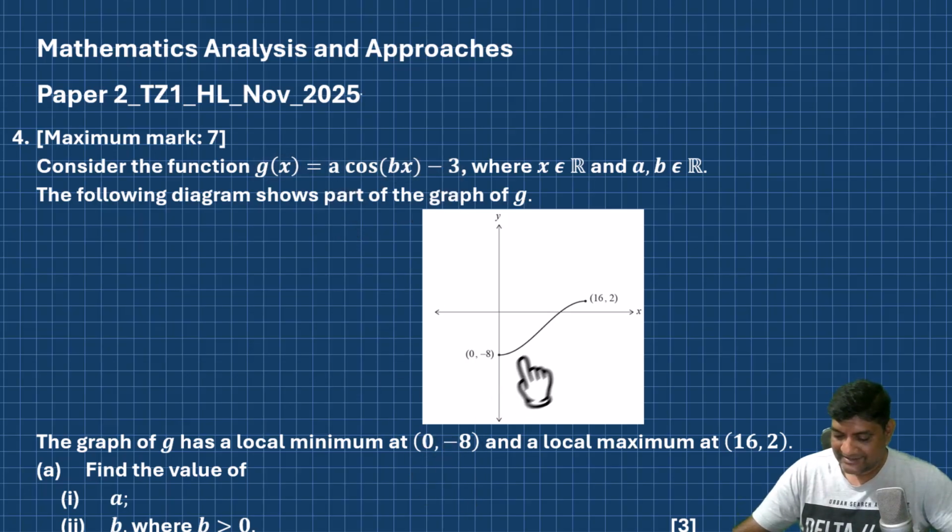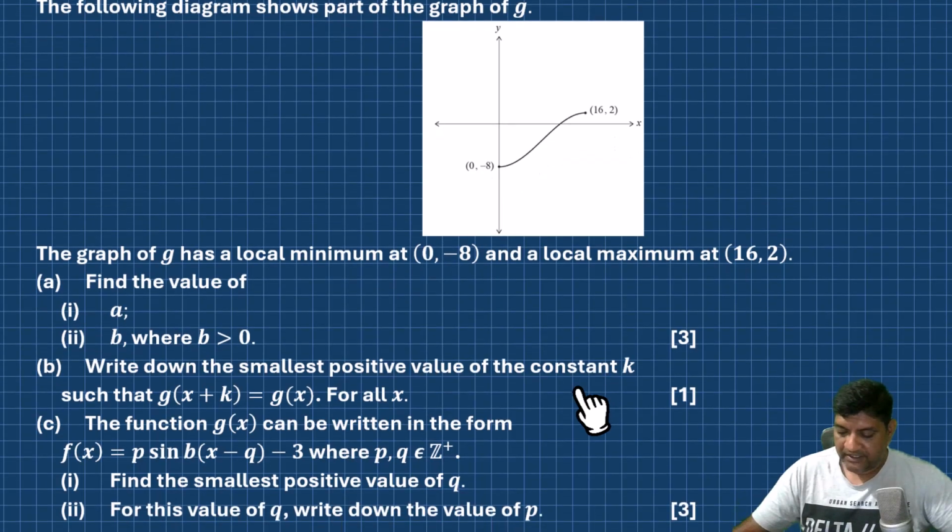We are told that there is a minimum point and then a maximum point over here. And we also are supposed to find a value for K such that this happens. In a way, it is asking for the period of the graph itself. When are the values repeating? That's the value for K.